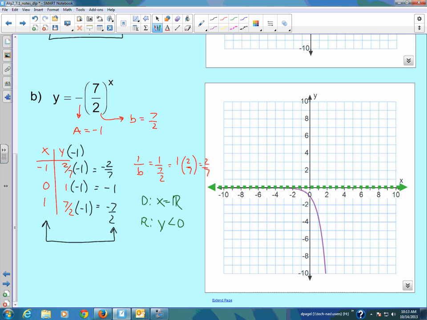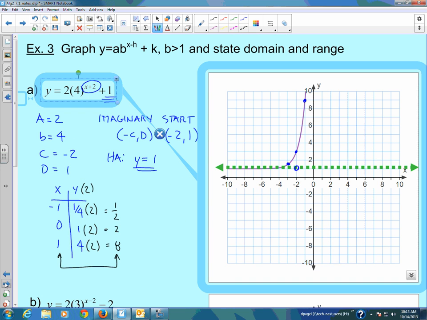So remember that for range specifically, we do not ever include the 0 unless I have a translation that has occurred. So I'll never include the value of the horizontal asymptote. It cannot be equal to that value. So we can't include it.